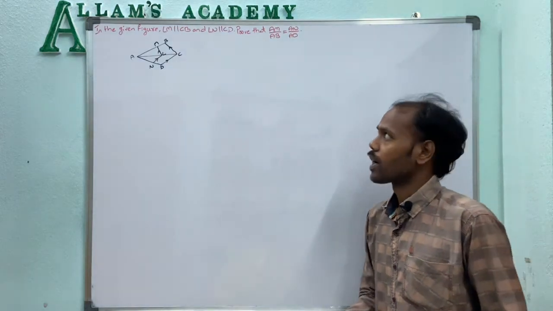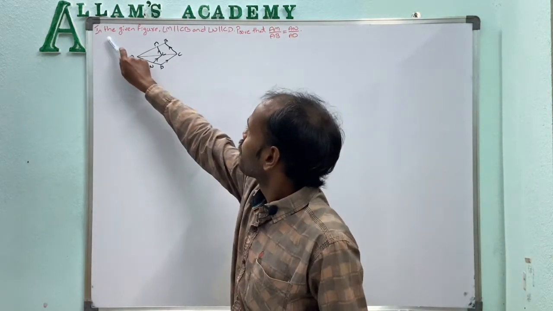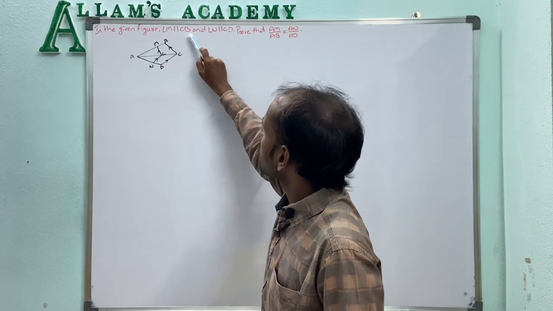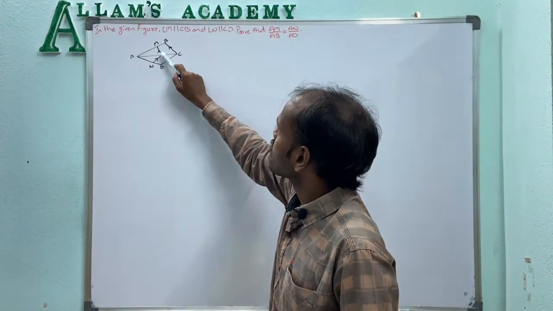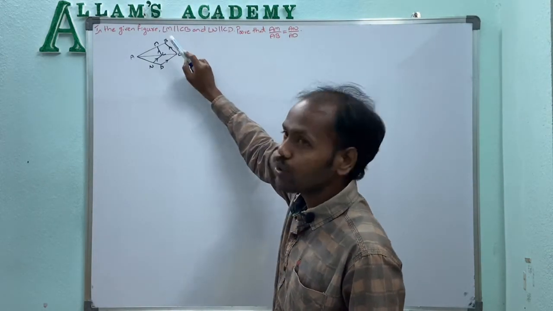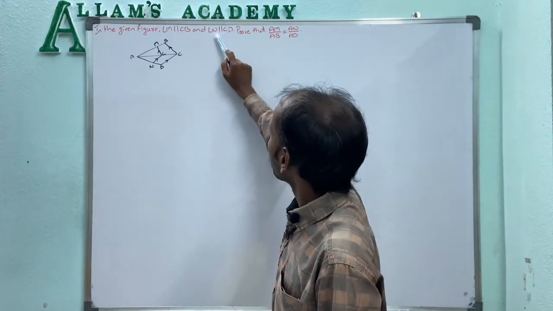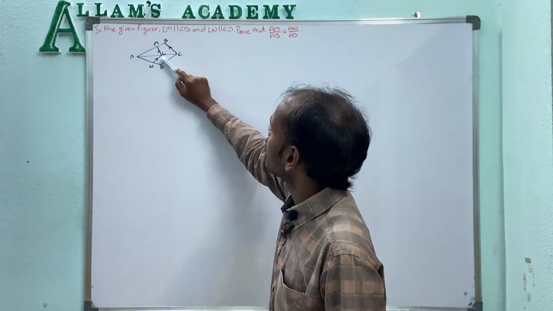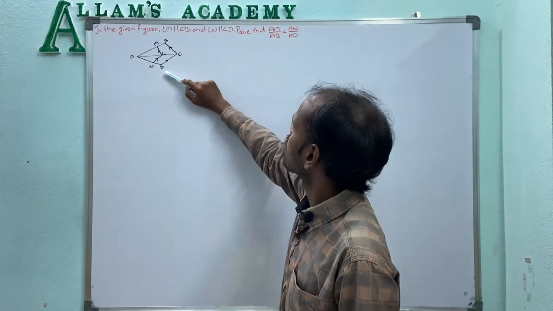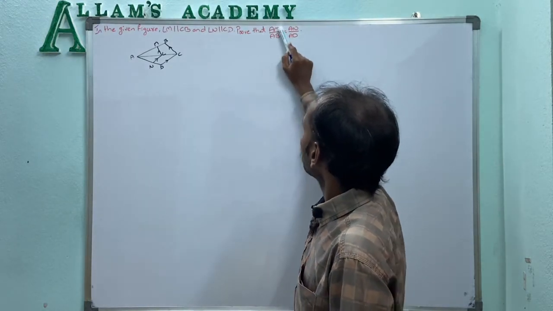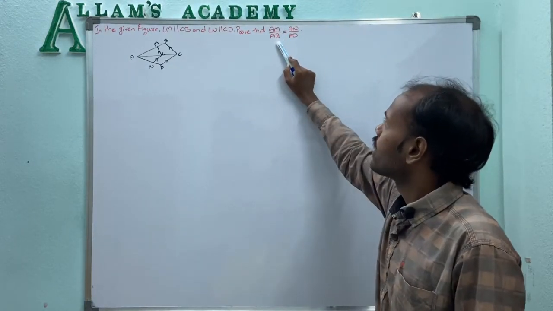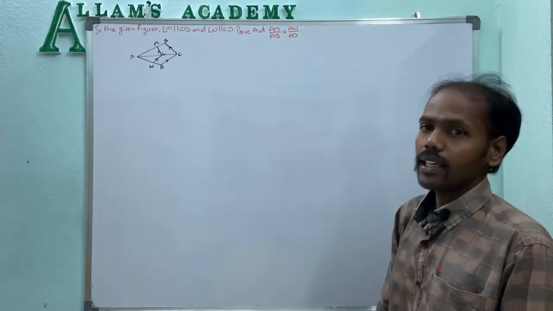Here, given the problem in the figure, LM is parallel to CB and LN is parallel to CD. Then prove that AM by AB equals AN by AD.